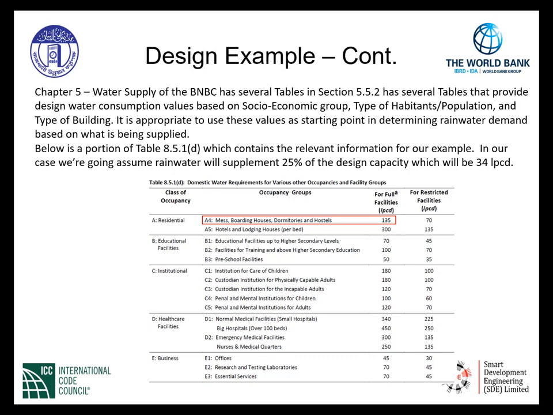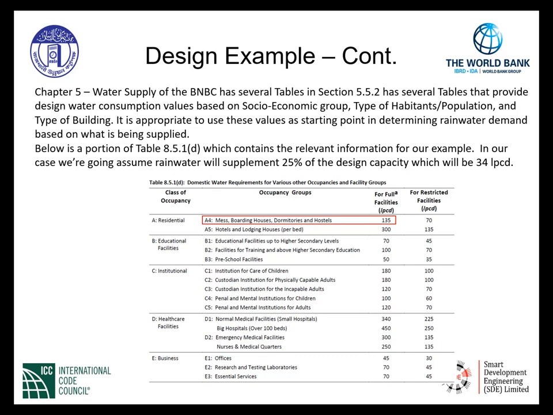Water supply of the BNBC has several tables in Section 5.5.2 that provide design water consumption values based on socio-economic groups, type of habitants, population, and type of building. It is appropriate to use these values as a starting point in determining rainwater demand based on what is being supplied. Below is a portion of Table 8.5.1d, which contains the relevant information for our example.